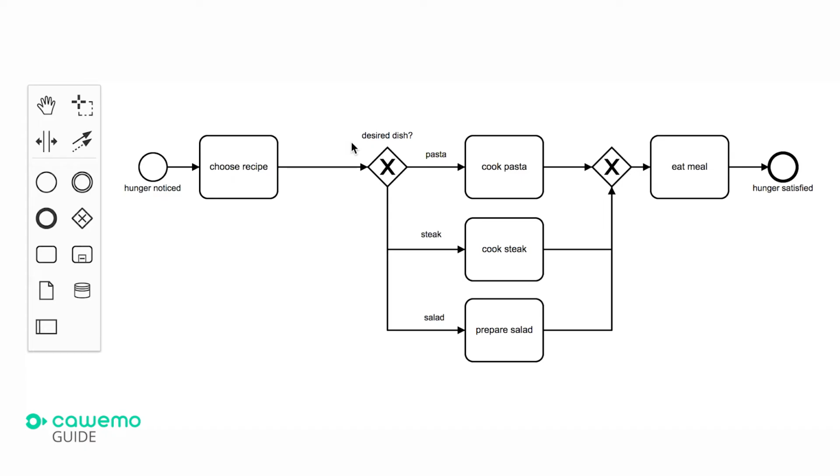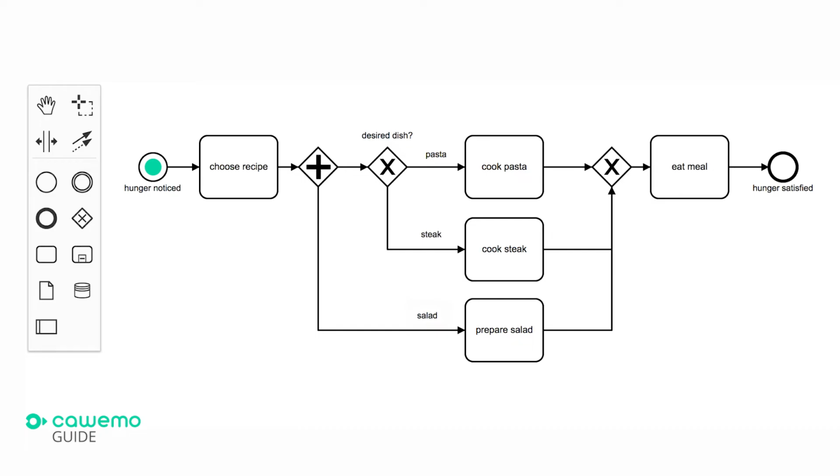To add a parallel gateway, we simply select the XOR gateway from the toolbox and switch it into a parallel gateway. Once we have our gateway, we can move the sequence flow from the parallel gateway to the salad preparing task. This allows us to always prepare a salad in parallel to cooking a main dish, in this case, steak or pasta. So there you have it, a quick and easy way to add parallel tasks to your process using the parallel gateway in Kavimo.